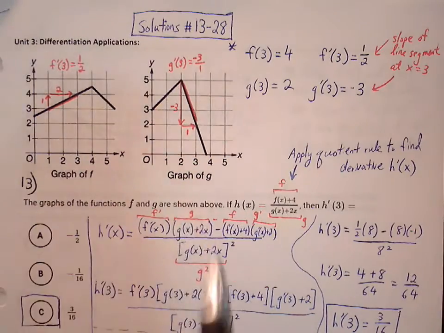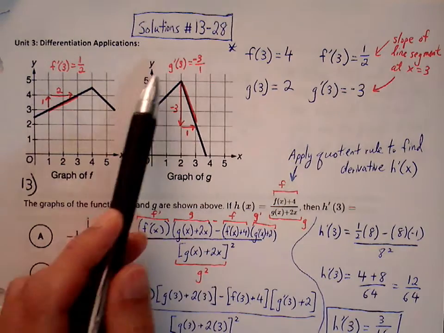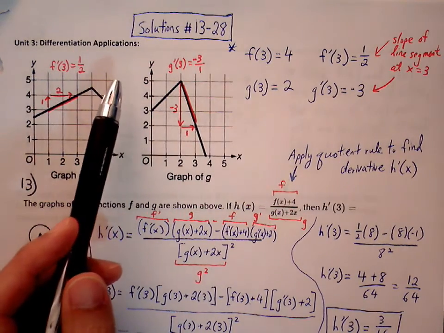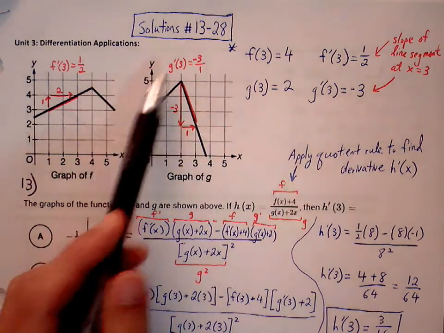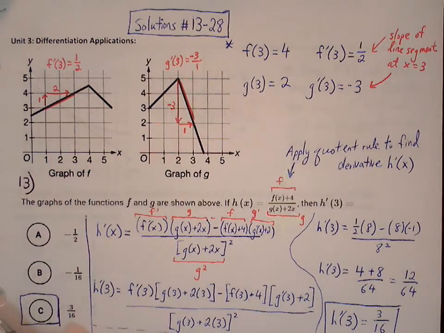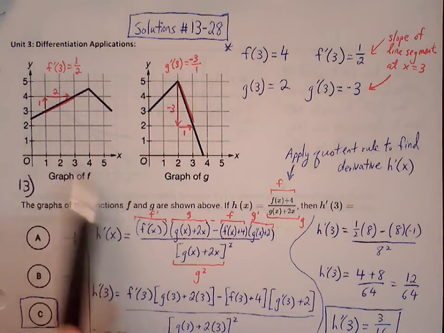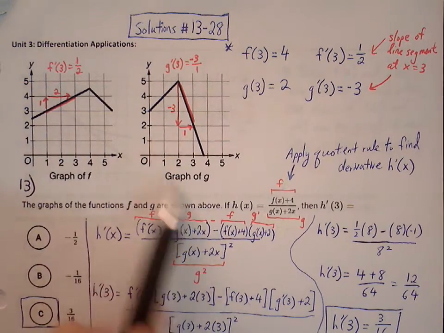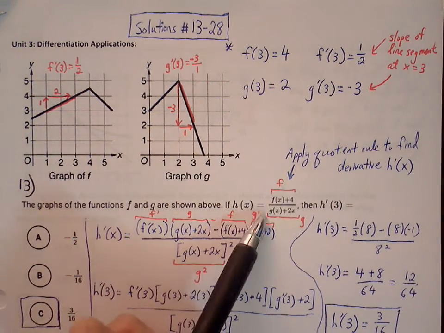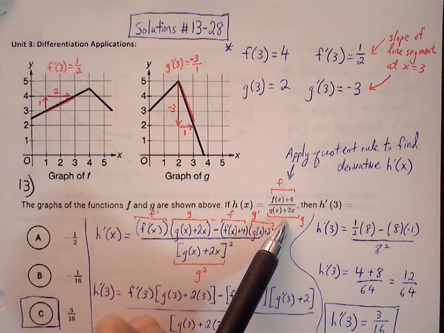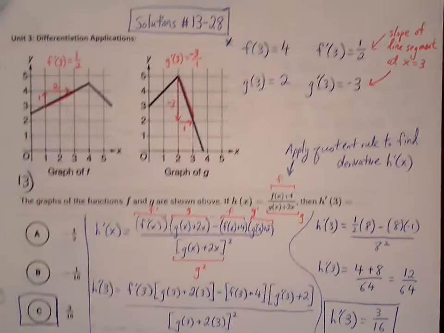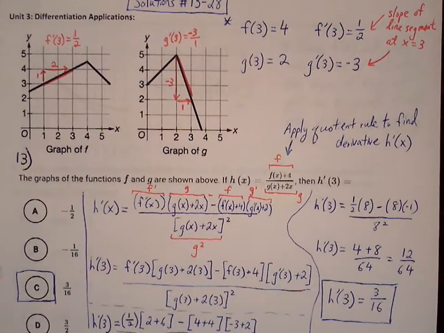Okay, so we're continuing to look at the AP review. These are multiple choice cumulative problems. So starting with 13 here. The graph of functions f and g are shown. h of x is defined as f of x plus 4 over g of x plus 2x. Find h prime of 3.